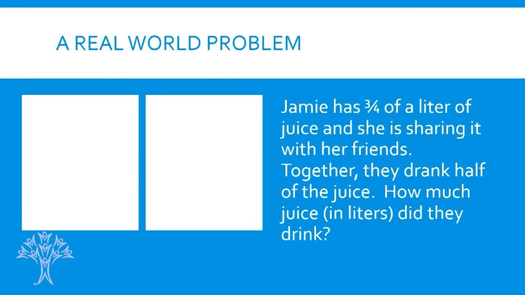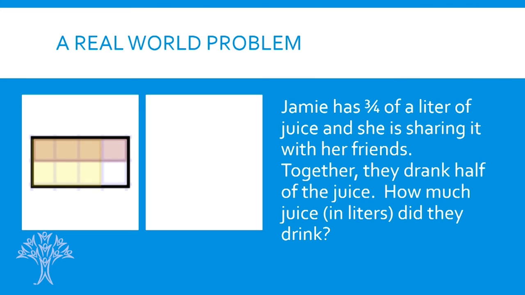Maybe you used an area model like we did in our number string. If you did, maybe it looked something like this. I can see 3 overlapping squares out of 8 squares in the whole rectangle. So Jamie and her friends drank 3/8 of the liter of juice.